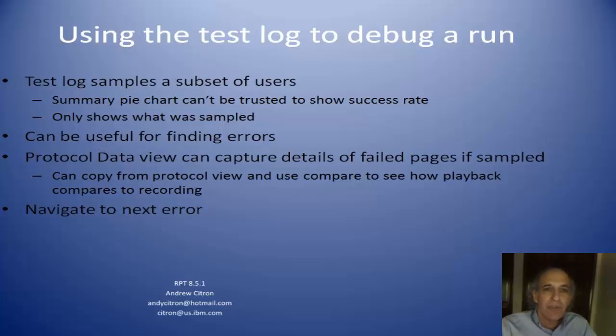And the protocol view can capture details of failed pages if those pages were sampled. And you can use the compare function to compare your playback to your recording and try to find out what's different. And then I also showed you how to navigate to the next error, which is a good shortcut.